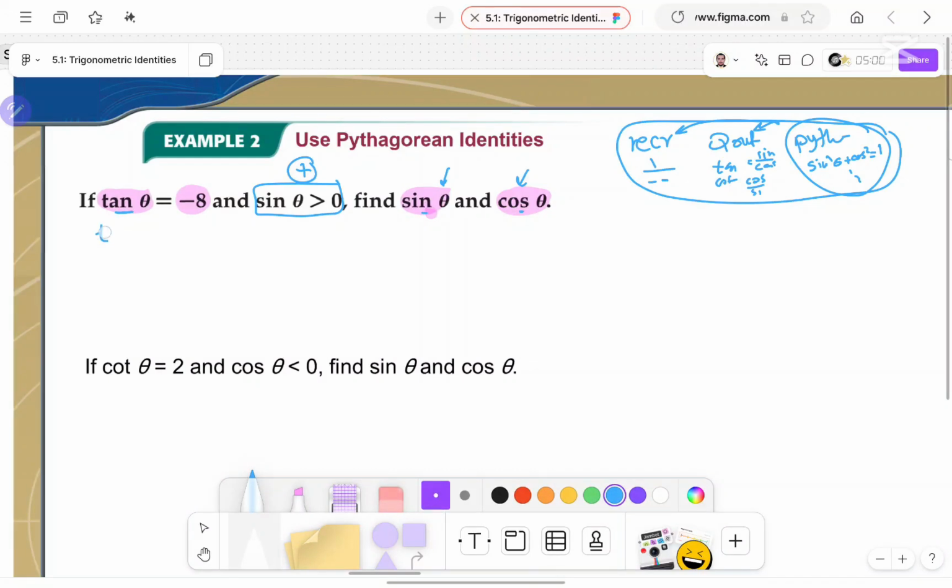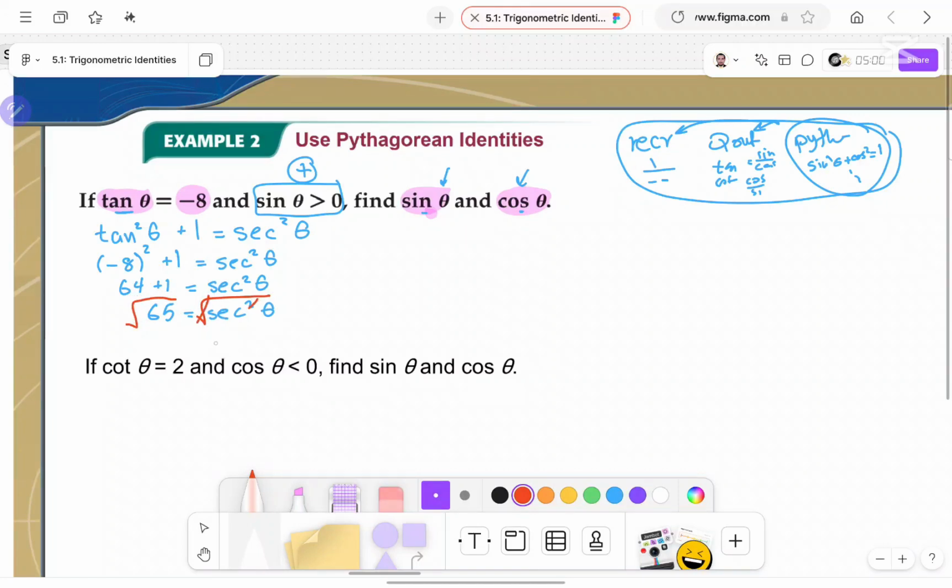The first thing: tan squared theta plus 1 equals secant squared theta. So now tan is equal to negative 8, squared, plus 1 equals secant squared theta. So 64 plus 1 equals secant squared theta, which is 65 equals secant squared theta. Now to remove the square, I need to take the square root of both sides.